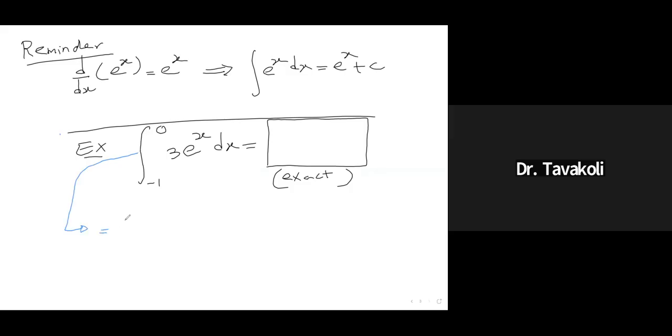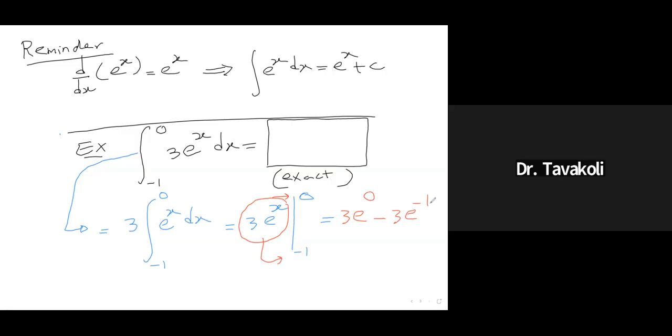First of all, 3 is a constant, comes out. Antiderivative of e to the x is e to the x. So 3e to the x, and we should evaluate this function, this antiderivative, at the upper and lower limits of the integral and do the subtraction. This means that this function evaluated at 0, which is 3e to the power of 0, minus this function at -1, 3e to the power of -1.